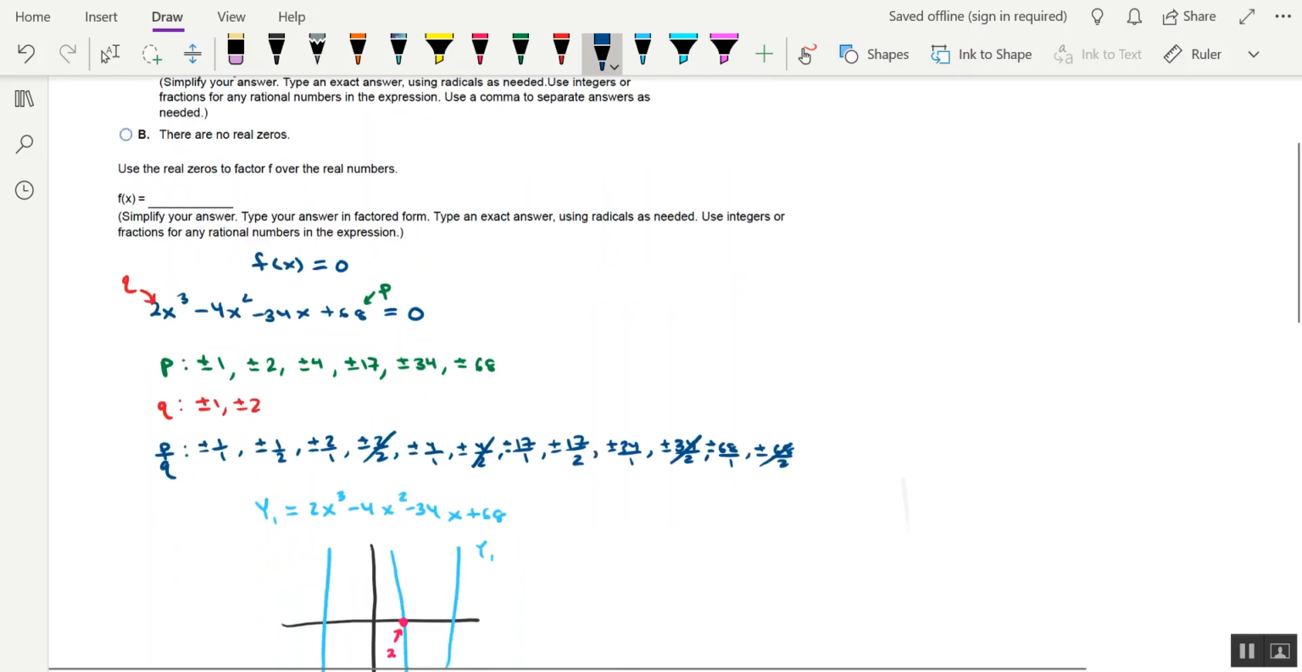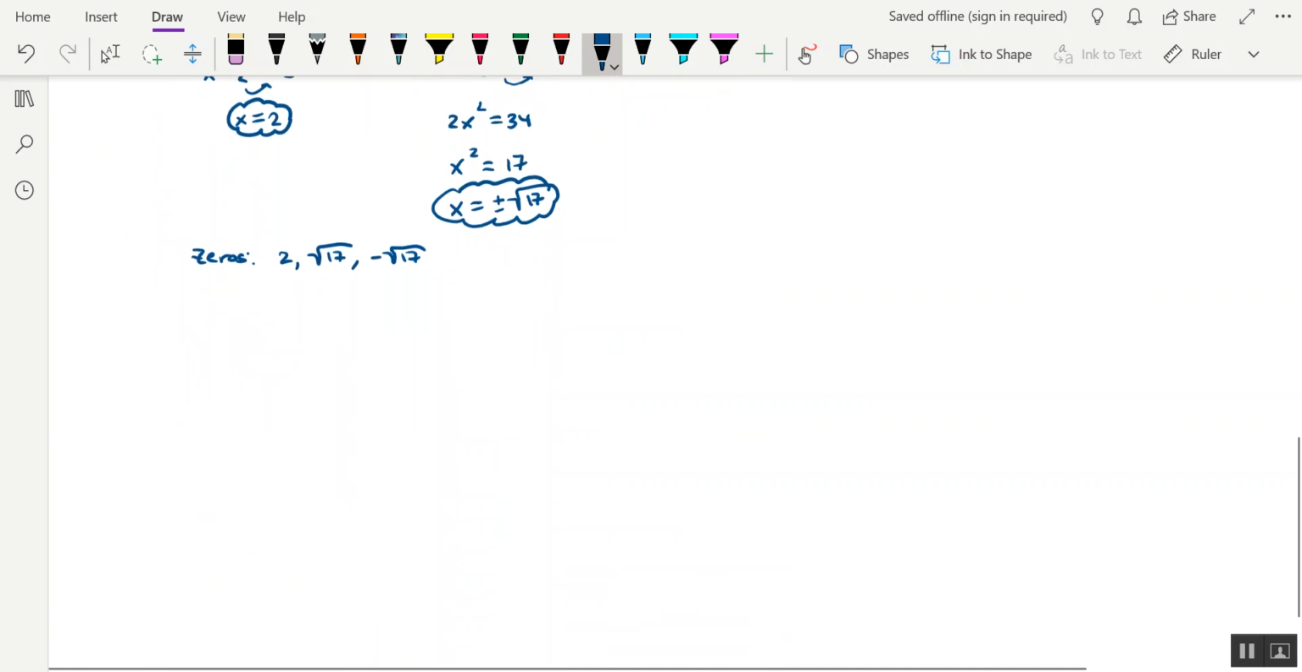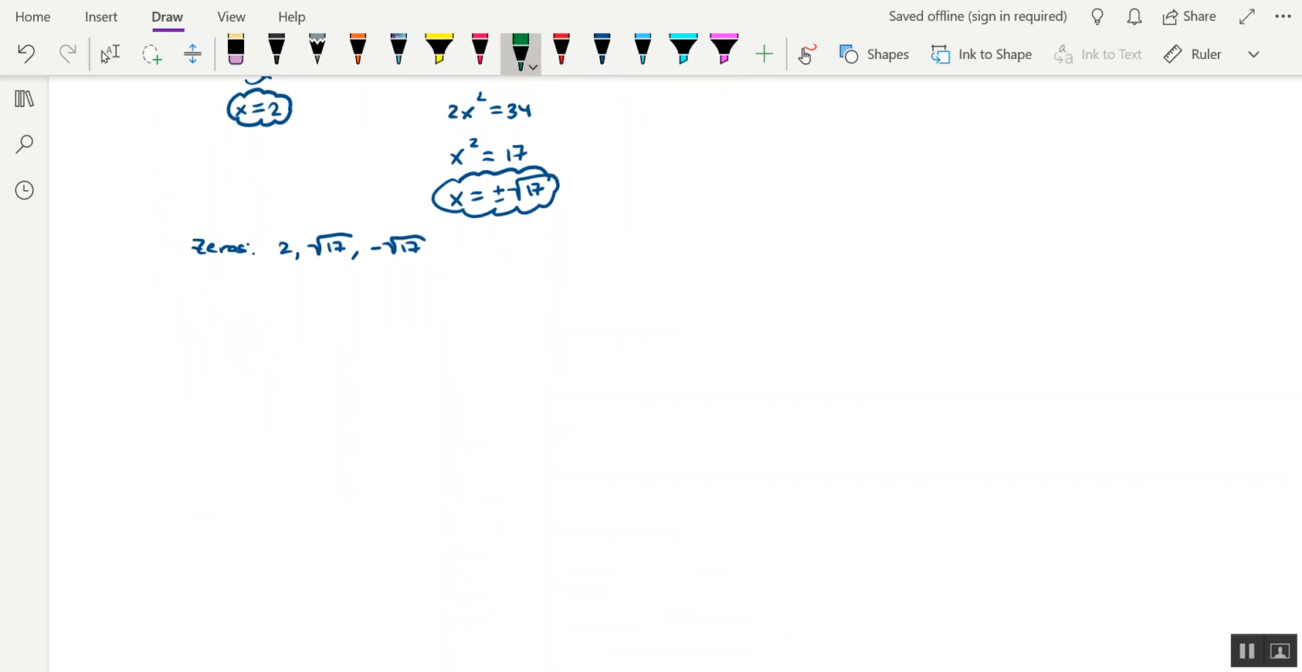It does want us to factor the polynomial function, so here's how I do that. I create what's called a zero factor table. So it's going to be a T-chart, and in the first column are going to go the zeros, and then the second column will be the factors that we build. And keep in mind the format of the factors is always x minus the real zero.